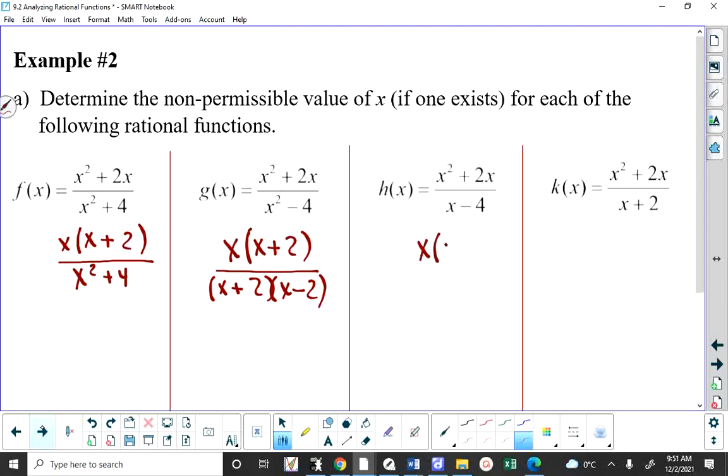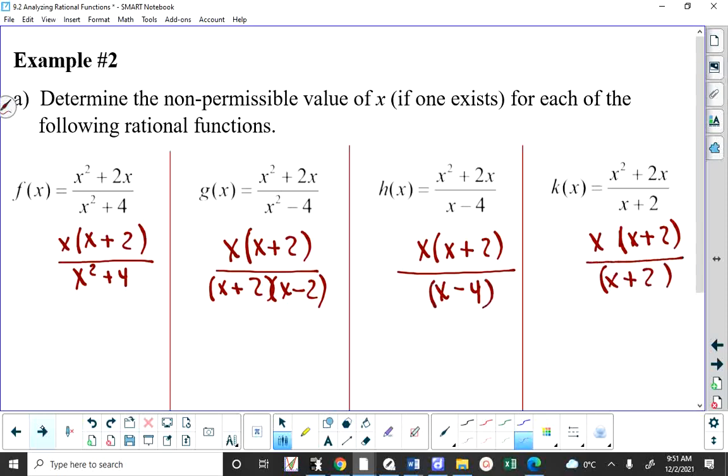H of x factors into x, x plus 2. These are all going to have x, x plus 2 in the numerator, and it's over x minus 4. K of x is x, x plus 2 over x plus 2. So what are our non-permissible values? I'm going to write them as x is not equal to for all of these. So for the last one, which is where I'm standing, x is not equal to negative 2. It doesn't matter that that x plus 2 can cancel. That x plus 2 in the denominator is part of the original expression.